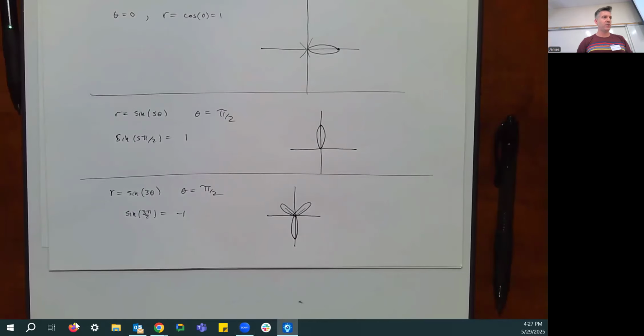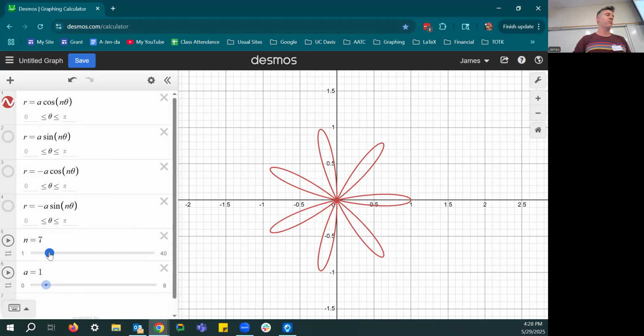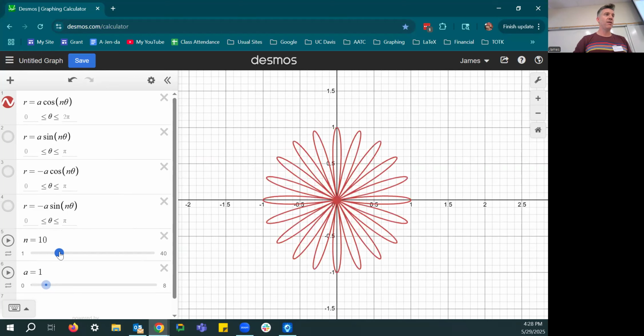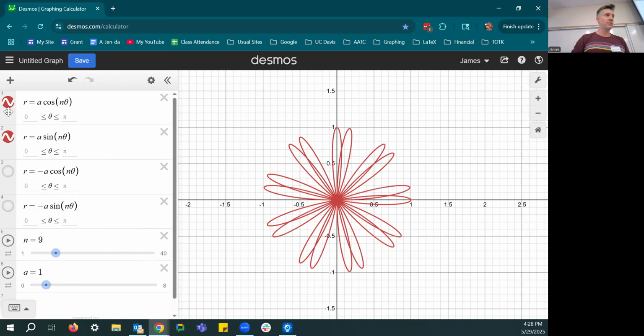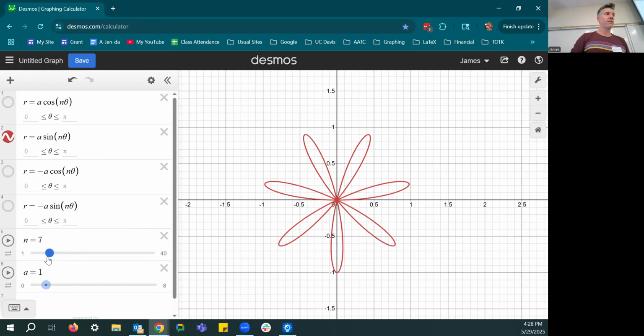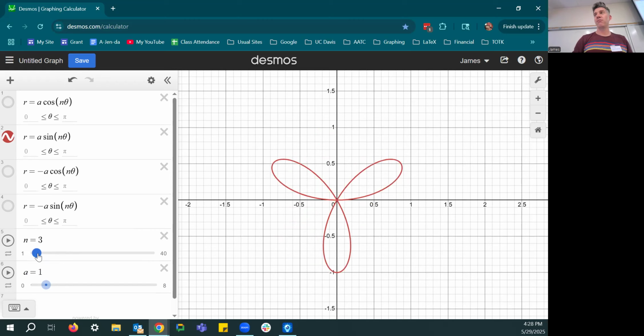If you look back at your graph here, for cosine, it doesn't matter. Cosine of 5 theta, positive x-axis. Cosine of 7 theta, positive x-axis. Cosine of 9 theta, positive x-axis. The on-axis petal is on the positive x-axis. But for sine, it alternates. Sine of 9 theta is on the positive y-axis. Sine of 7 theta, negative. 5 theta, positive. 3 theta, negative.